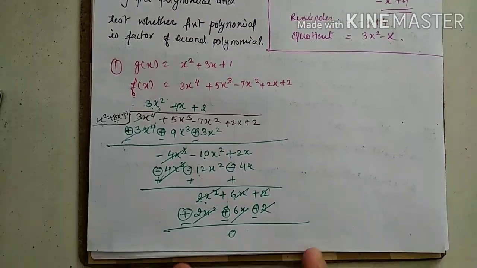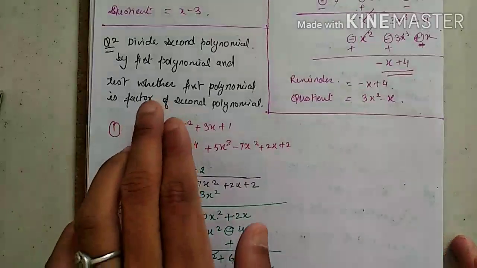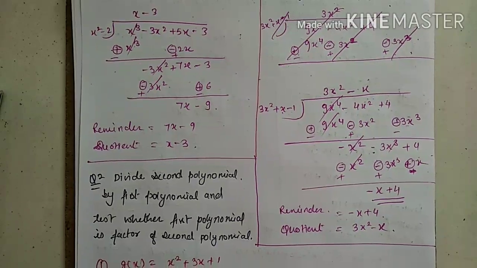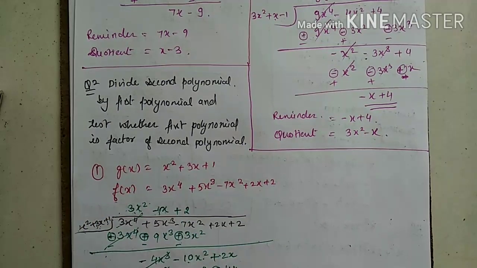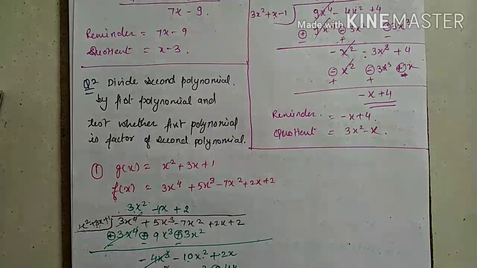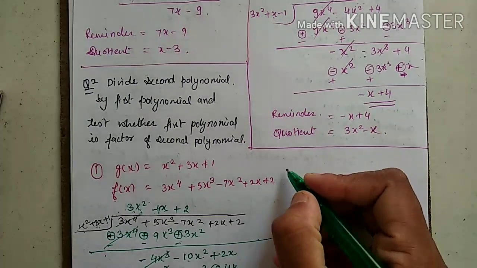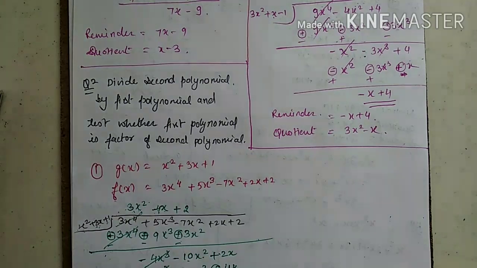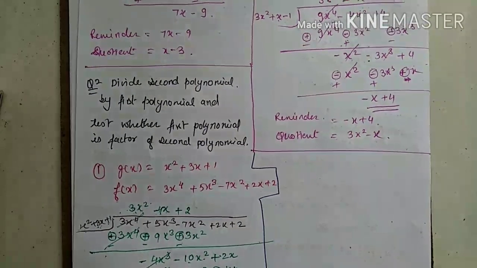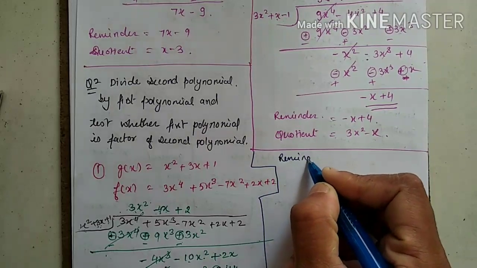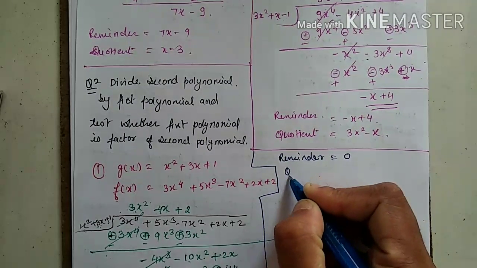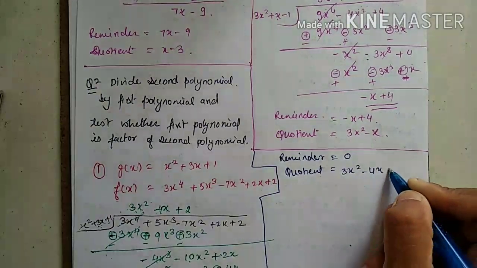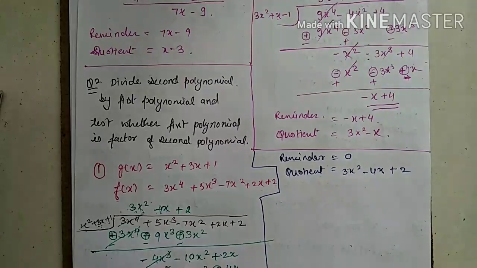What is the remainder? 0. Now the question is saying that you only have to find the factors. Correct? Now just understand, if I am getting remainder 0, I can say that g(x) is a factor. Correct? But I have to prove it, so I am also proving it by the division algorithm. First of all, I am writing that my remainder is 0 and my quotient is 3x square minus 4x plus 2.